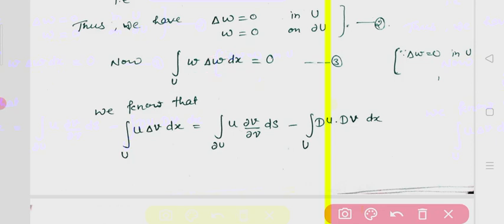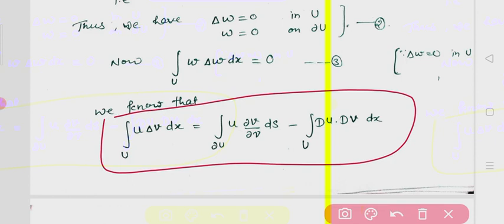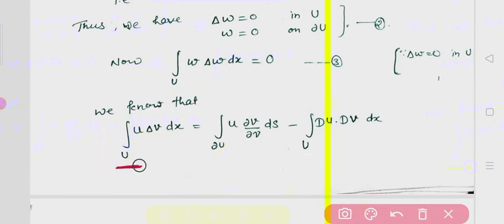Now you have to remember this formula 1. That will be useful, and that we will use in further theorems also. So what it says that integral of u into delta v in capital U, that will be equal to u into the derivative of v over the derivative of nu over the boundary, where nu is the unit normal vector outward to the region. Okay, and minus integral of du into dv over the U. So that means you have to remember in this way, when we are talking the integral of u into delta v in U, okay, so that will be equal to integral over the boundary minus integral over U.